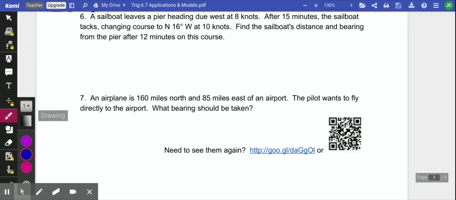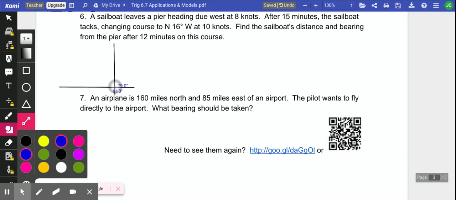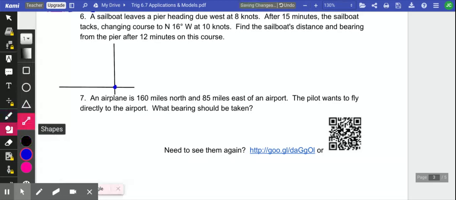So we're going to start by drawing this again. We'll start with our coordinate plane, and the pier is going to be at the origin. Okay, so the first thing that we're going to do is head due west at 8 knots. So right there. Now, we don't know how far that is.